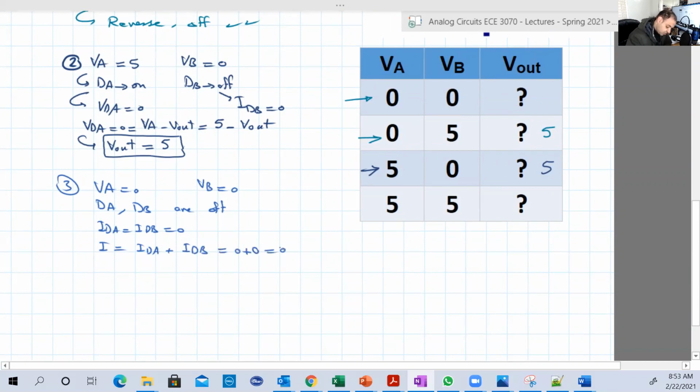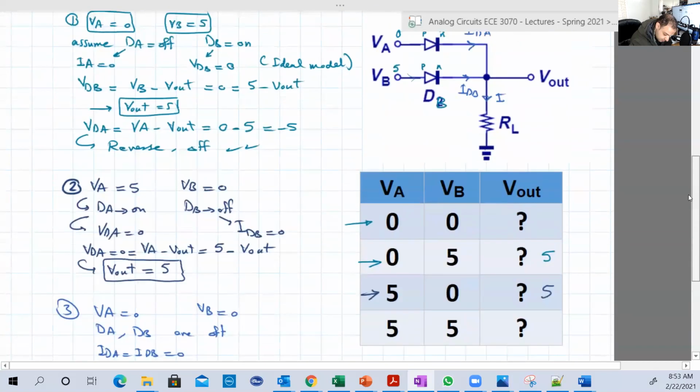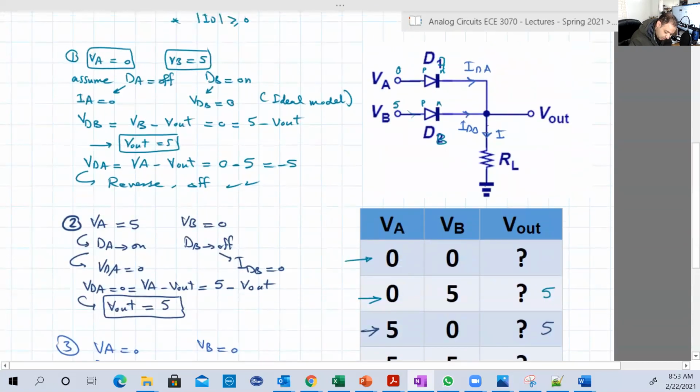0 plus 0 is just equal to 0. Good. I is basically V out minus 0 over the resistance R. V out, so I is flowing in that direction. So this point minus this point, which is 0, divided by RL.